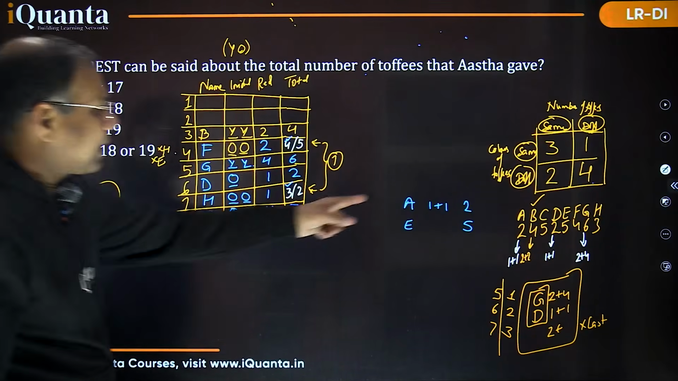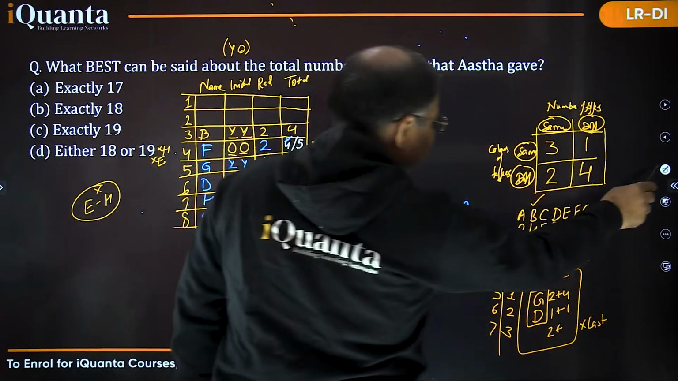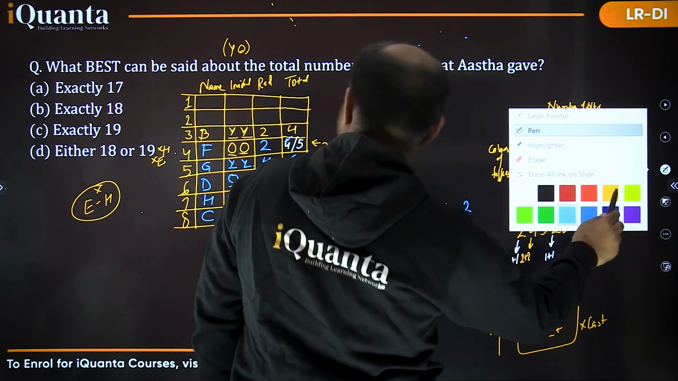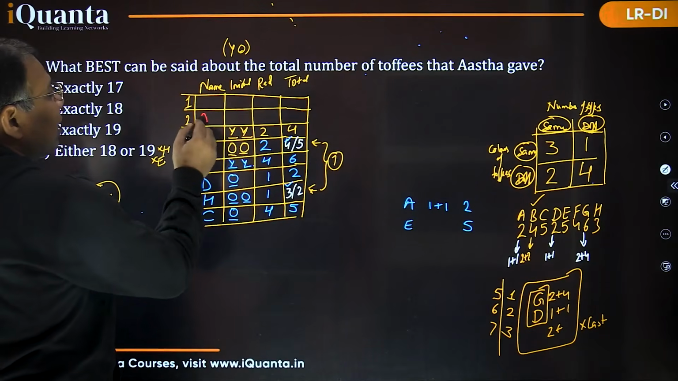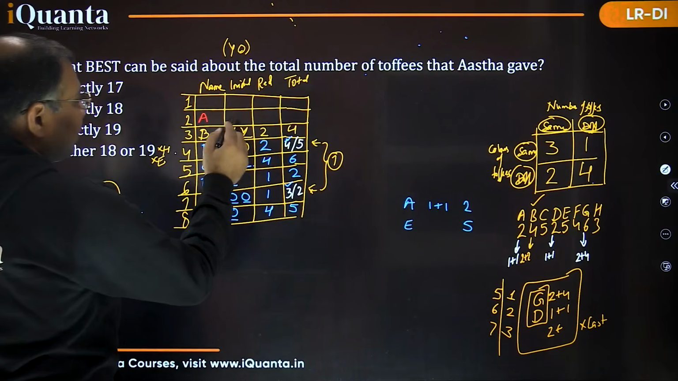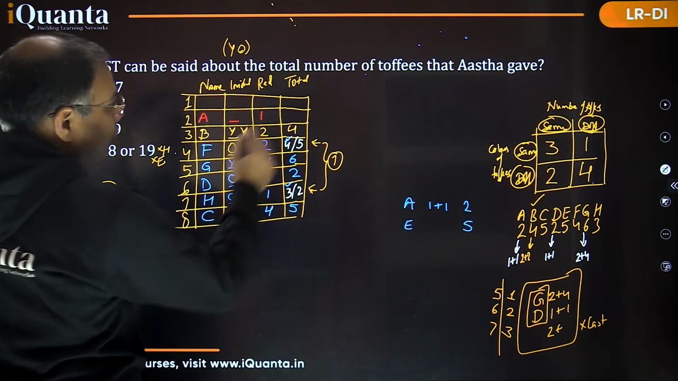Let's see here. Can I put A here? Let's try. I'm just using yellow color for that. Yeah, red use कर लेते हैं. Can I put A here? Let's try. If I put A here, that means this person must have initially 1 toffee and he must have received 1 red toffee. That total makes it 2.